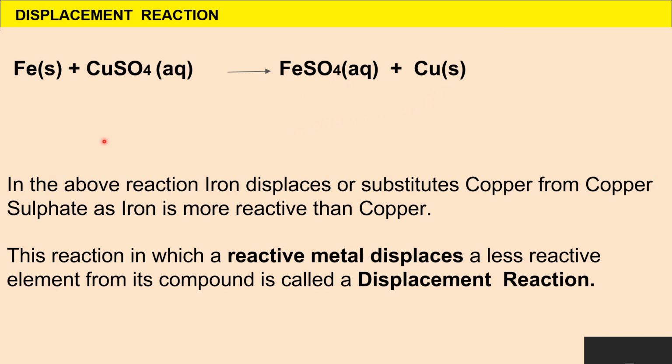Imagine if the reaction had been between iron sulfate and copper. No reaction would take place. Can you guess why? Because copper is less reactive than iron. So copper would not be able to displace iron from iron sulfate.